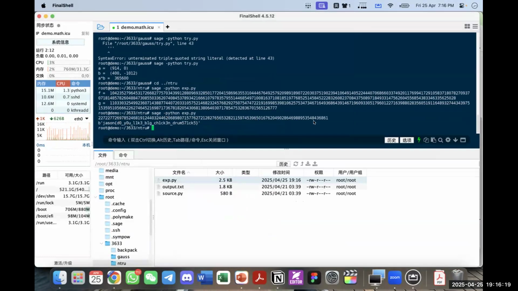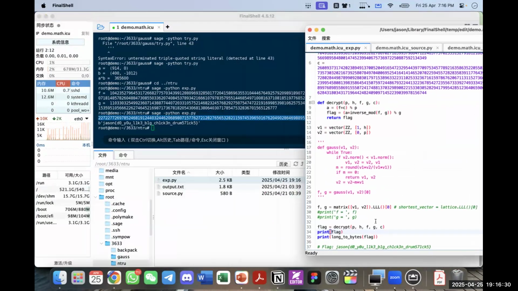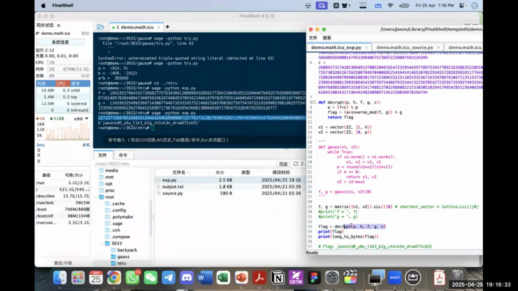Okay, so the number would be this one. So this is what we get after putting in the parameters within the decrypt function. And then this is the decrypted number. And then we put this number into the long to byte function, and then it will convert us back to the original message that I want to say. Okay, so this is the solution to the second demonstration.